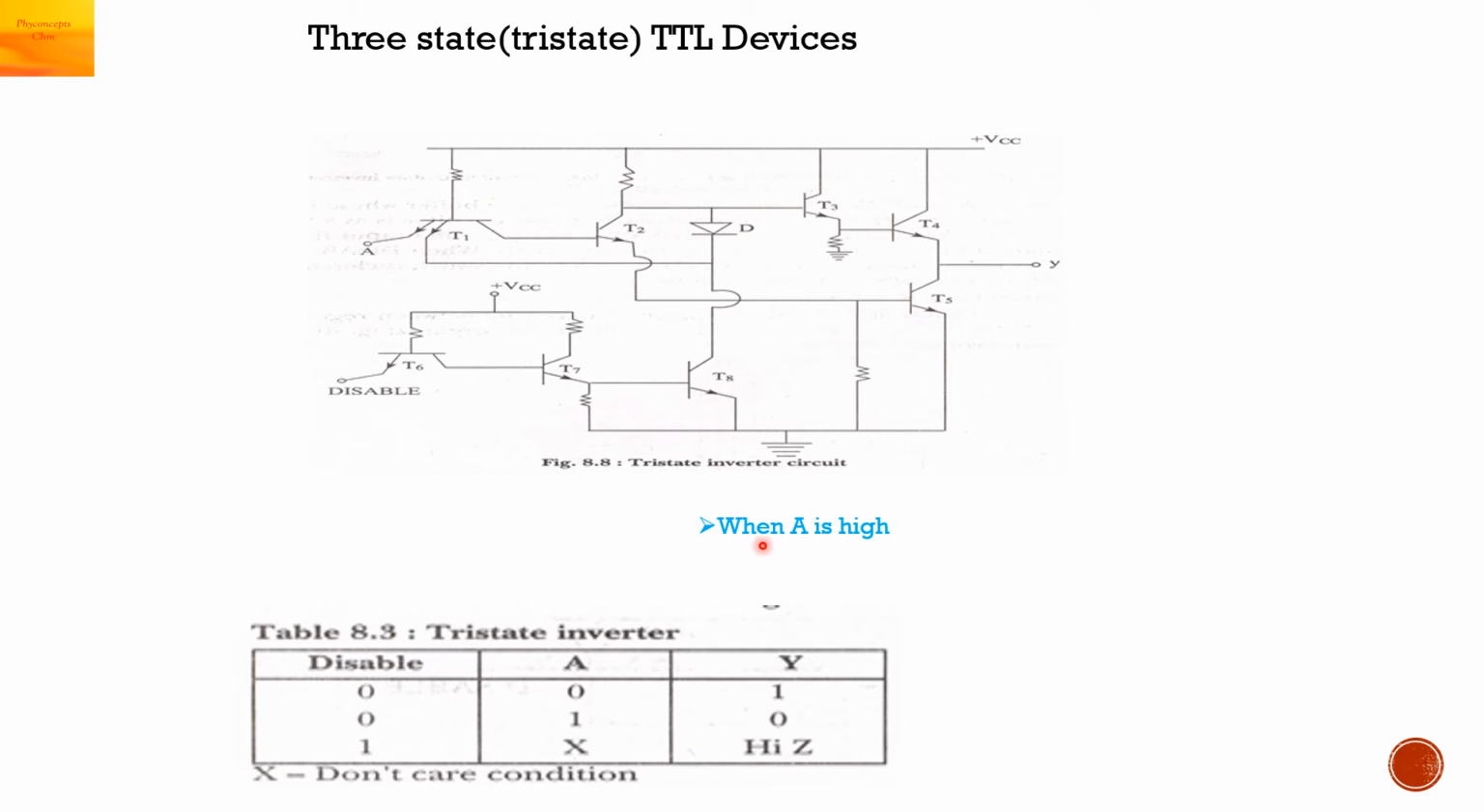Now we make the input A high. So input A is high. The base emitter junction diode is reverse biased. T1 will become off. The collector voltage of T1 will go high, which will make T2 on. When T2 becomes on, T5 will also become on, and hence its collector voltage will go low, and hence the output Y is low.